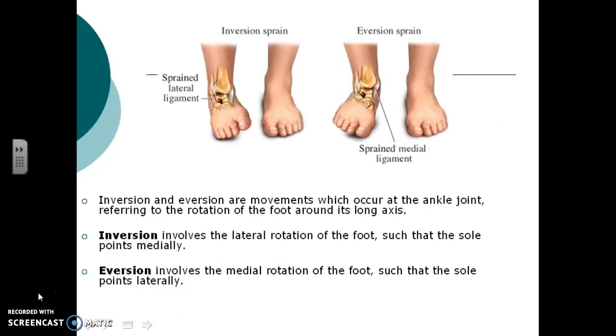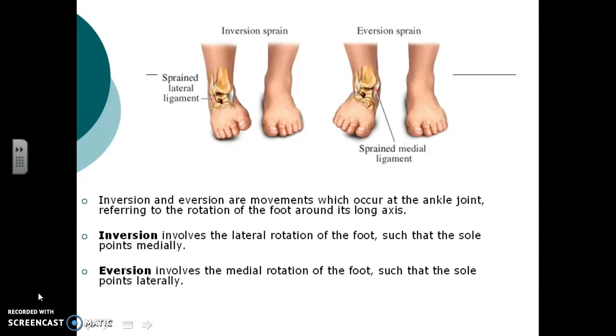So inversion and eversion are two movements at the ankle as well. I use the pictures for sprains because it's quite common, and it's also a lot easier to explain. Inversion and eversion are movements which occur at the ankle joint, referring to the rotation of the foot around the long axis. Inversion involves the lateral rotation of the foot, such that the sole is pointing medially or inward. So if you see in the first picture on the left, you see how his sole has started to come up. The ankle rolls that way. Most of our ankle sprains are inversion sprains.